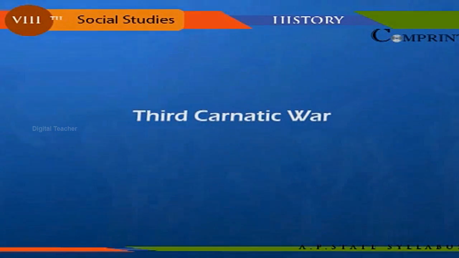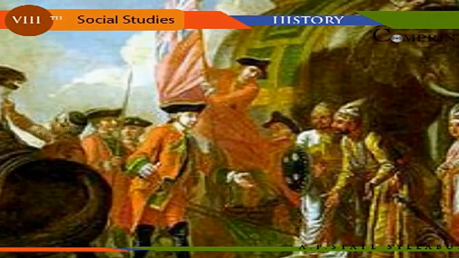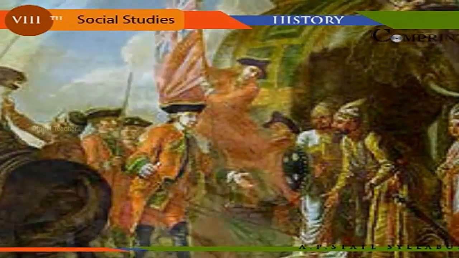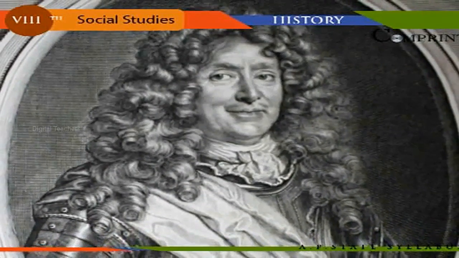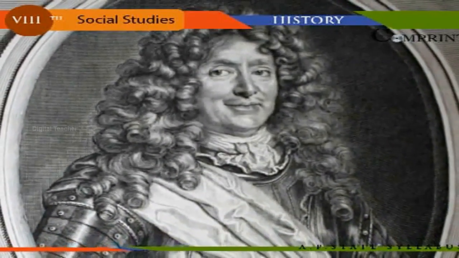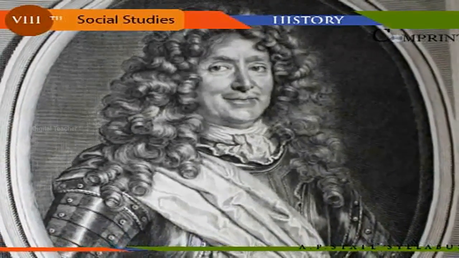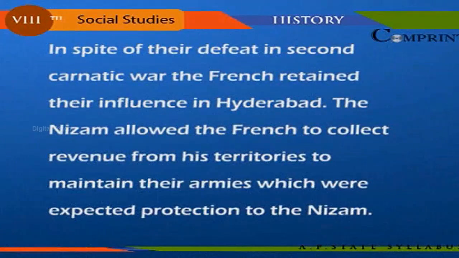Third Carnatic War. The final phase of disputes between English and French started in 1756. When the Seven Years' War broke out in Europe, Count de Lally was sent by the French government to look after the war activities in India. He ordered Count de Bussy, another French general who was stationed at Hyderabad, to join him in the siege of Madras. In spite of their defeat in the Second Carnatic War, the French retained their influence in Hyderabad.